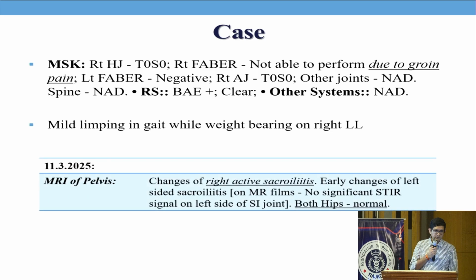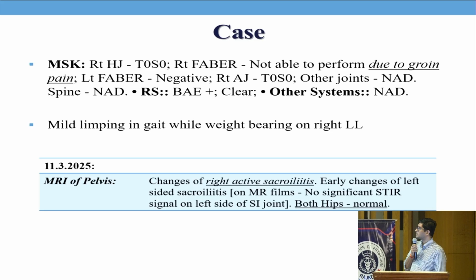She already came with an MRI report. The MRI was done 2 days back, and it was showing right side active sacroiliitis. There was hyperintense signal, limited to the sacroiliac joint only. The inflammation was not going outside the joint, and on reporting it was written as early changes of left side sacroiliitis. But on actual imaging, there was not significant STIR signal, because radiologically it should be very significant to call it active sacroiliitis. Hip joints are normal. So the complaint was more of the hip joint, but clinically and radiologically it is more of sacroiliitis.